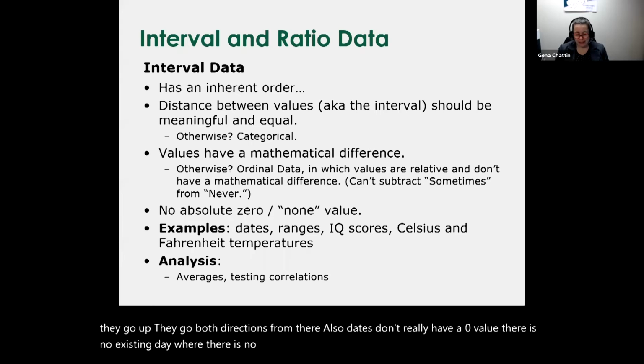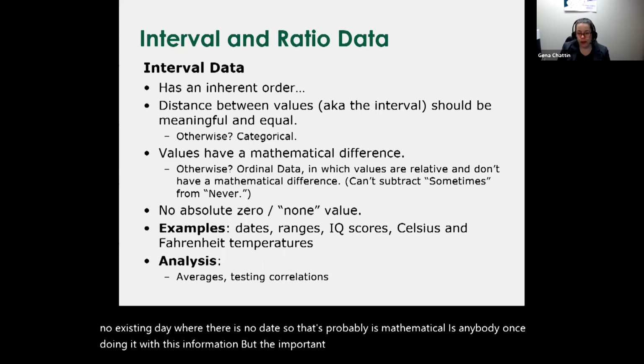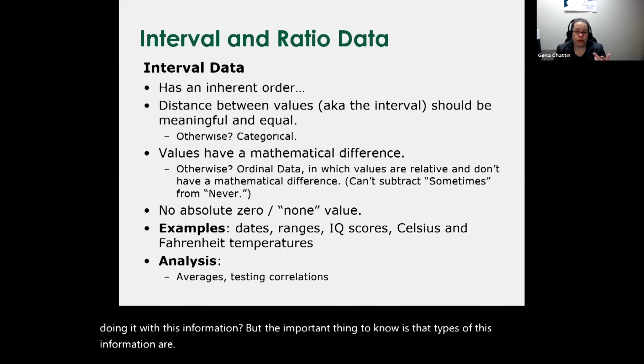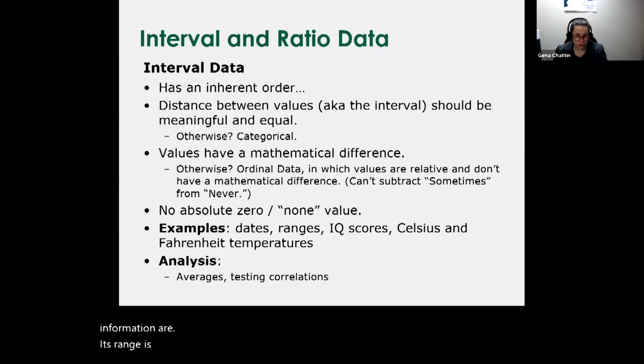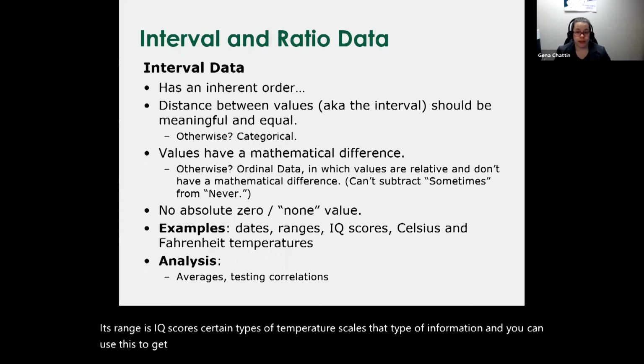So that's probably as mathematical as anybody wants to get with this information. But the important thing to know is that types of this information are dates, ranges, IQ scores, certain types of temperature scales, that type of information. And you can use this to get averages, and you can use it to test correlation.